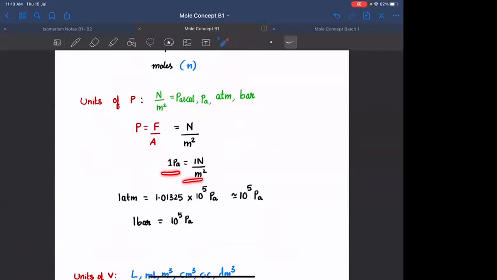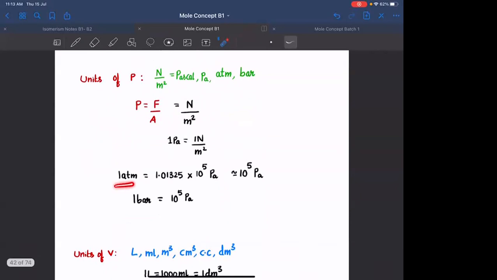1 Pascal is 1 Newton per meter square. 1 atmosphere is 1.01325 into 10 power 5 pascals. I can almost consider this as 1. So 1 atmosphere approximately becomes equal to 10 power 5 pascals. 1 bar is 10 power 5 pascals. 1 bar is exactly equal to 10 power 5 pascals.